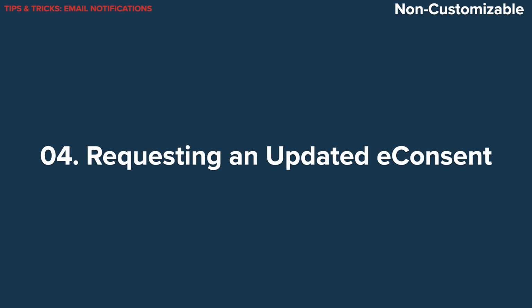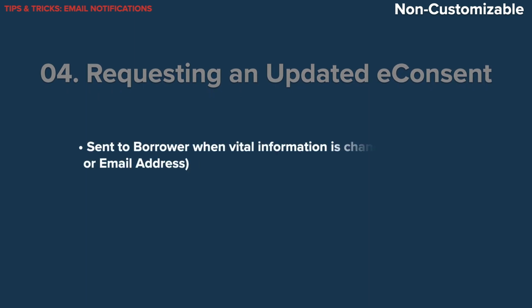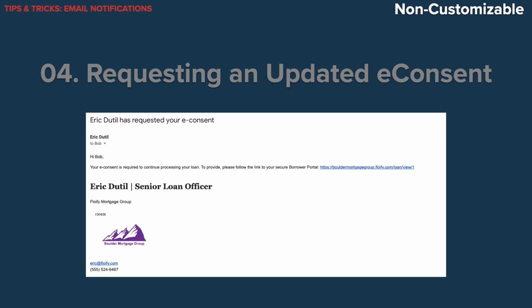All right, now the next one is going to be requesting an updated e-consent. So anytime vital information is updated for a borrower, an email is automatically going to be sent out to them. It's going to request new e-consent from them. All right, now this can also be resent manually from the Edit Loan Flow page. So if you ever need an updated e-consent, you can always uncheck the box in the Edit Loan Flow page to resend an email to ask for this once again when the borrower logs in.